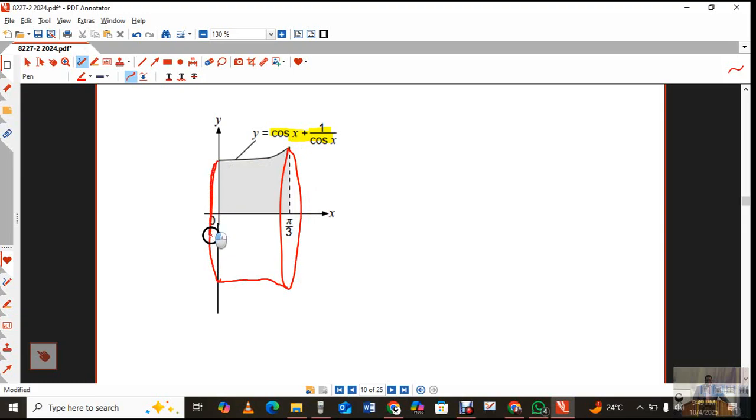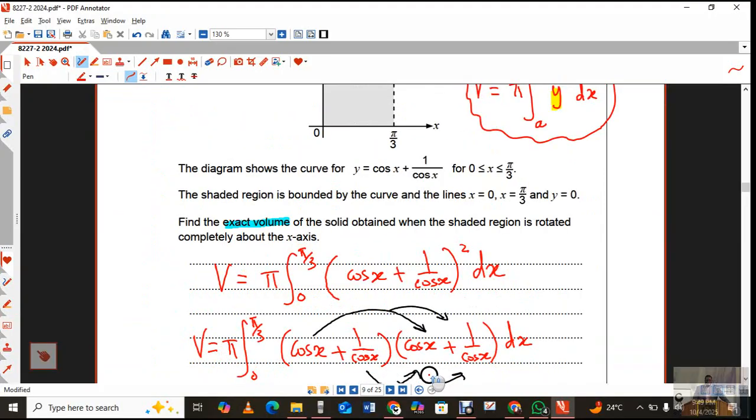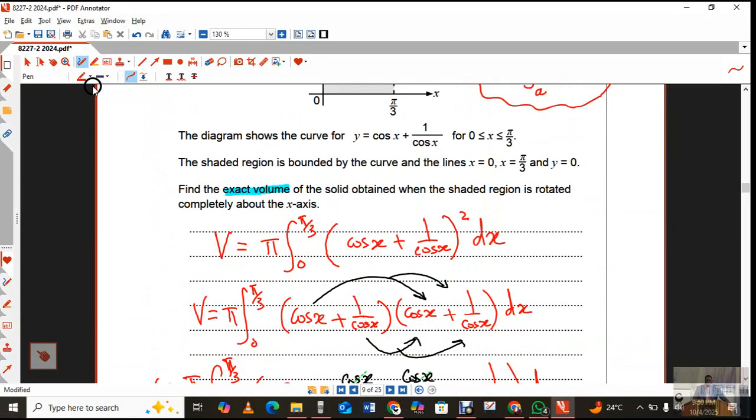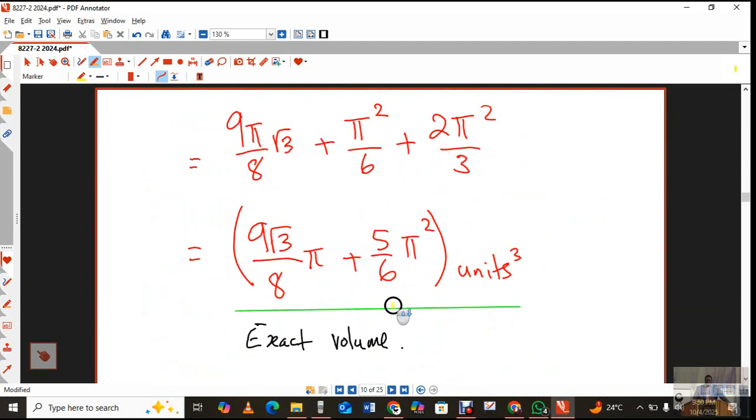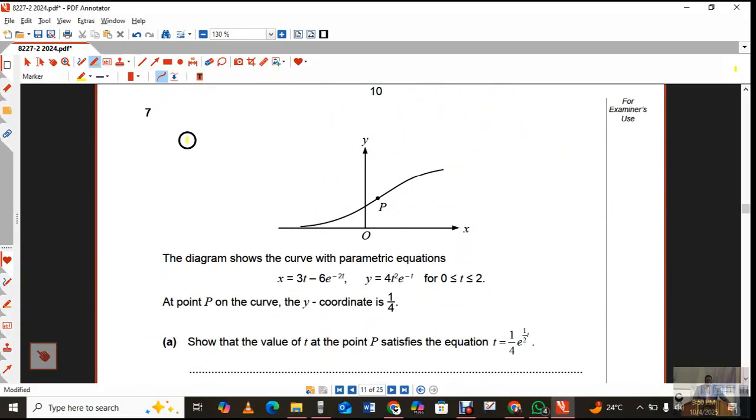Okay. And it rotates about what? It rotates about the x-axis. That's the volume that we are talking about. As you are rotating that completely about the x-axis, that is the volume that we are calculating, basically. Hope that is clear. Right, let's go into question 7.